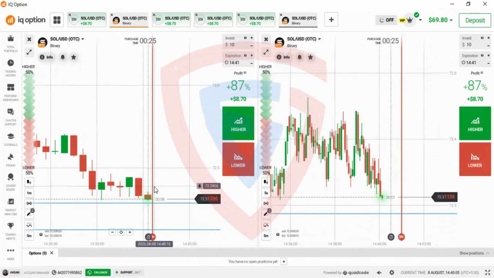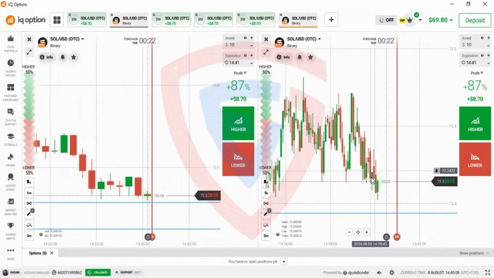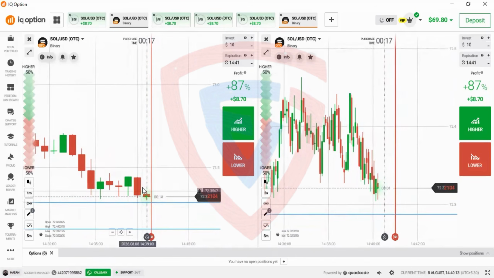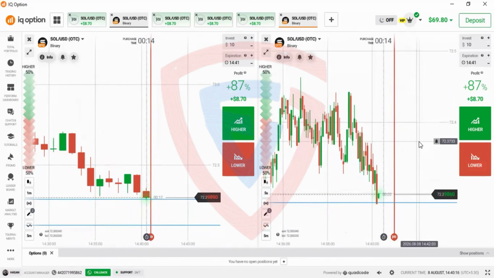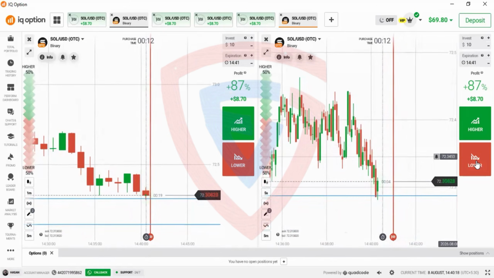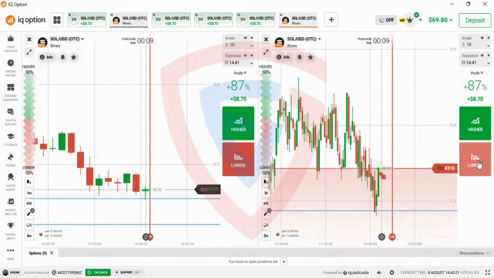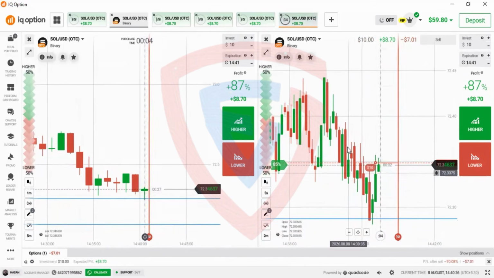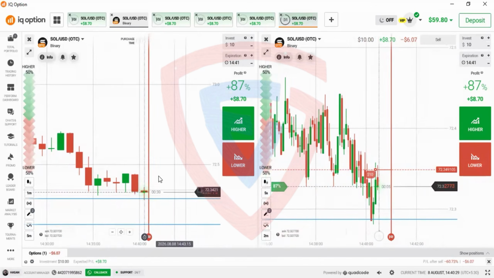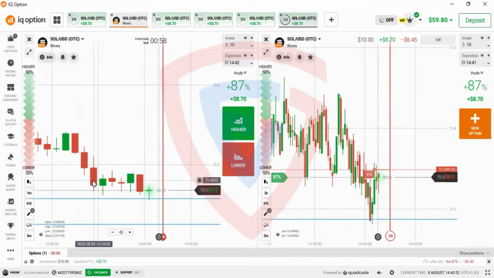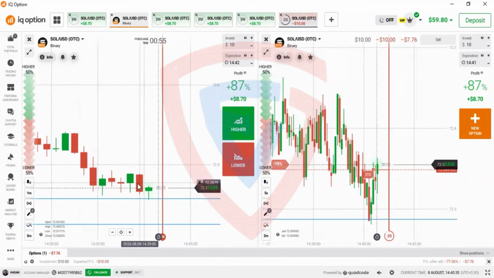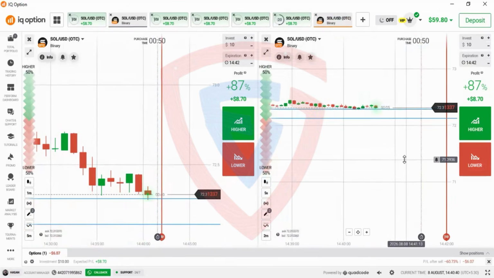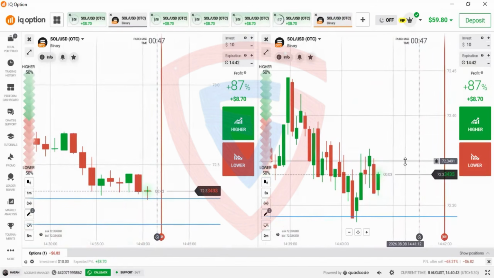So now again it broke this level. So it is making lows also. Okay, I will try to place one trade here from this point. Okay. So I placed a lower option trade because the market is making lows continuously. And here this candle broke the level. This candle also broke the same level and is continuously making lows. That's why I placed a lower option trade in the direction of the trend.